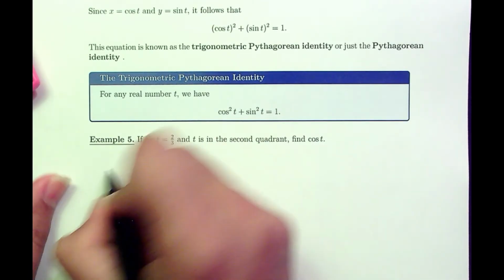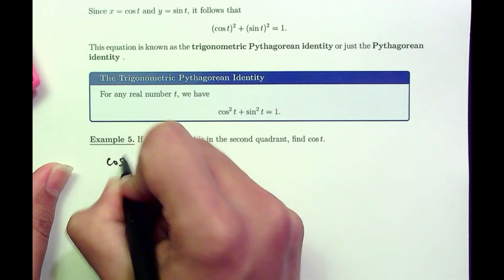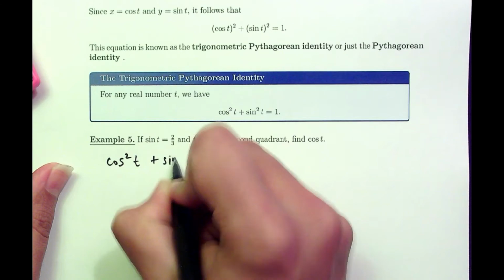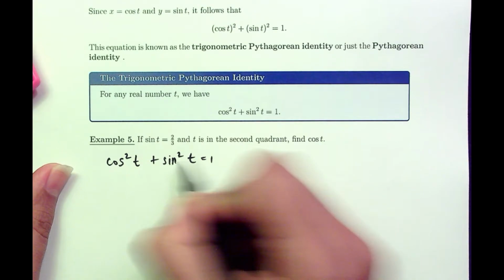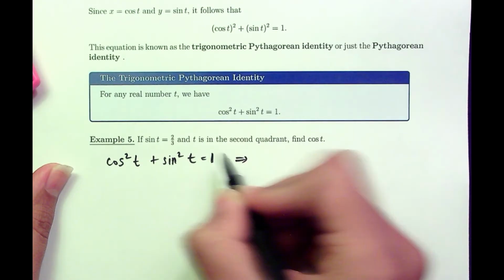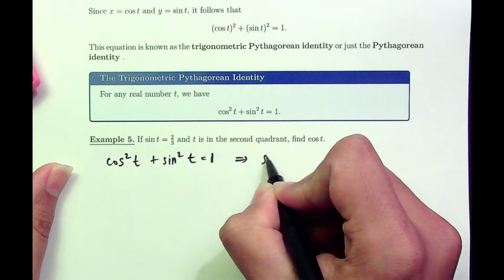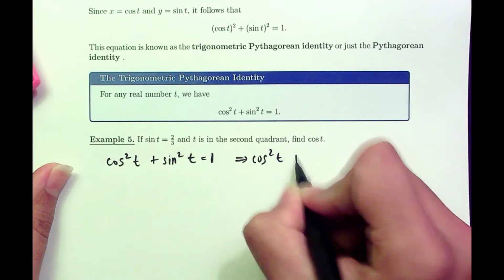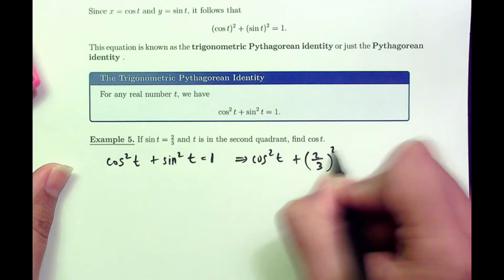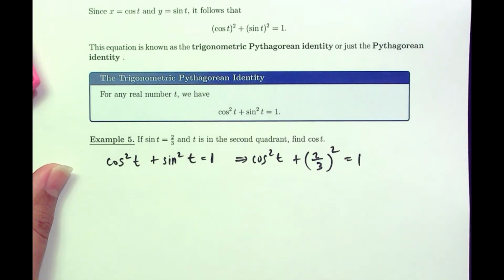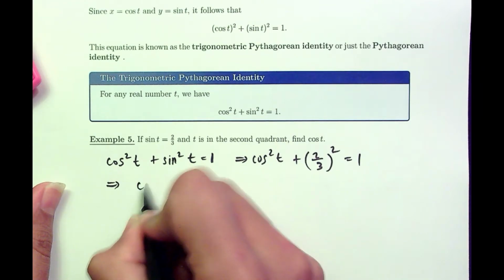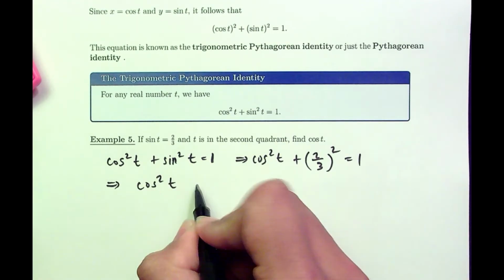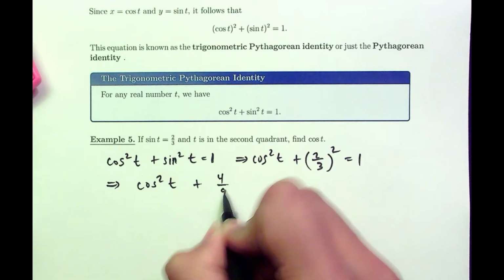So let's do that. We're starting with cosine squared of t plus sine squared of t equals 1. Because sine of t is 2/3, this equation becomes cosine squared of t plus 2/3 squared equals 1, replacing the sine with 2/3. Sine squared would be 2/3 squared. Now let's simplify and see what we get. We're going to get cosine squared of t plus, squaring that, 4/9 equals 1.